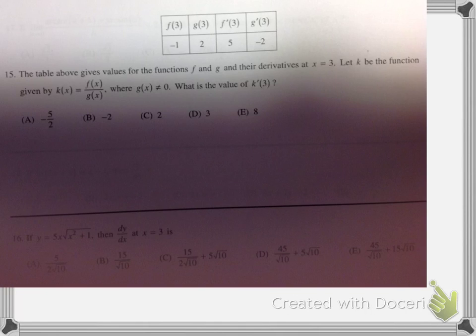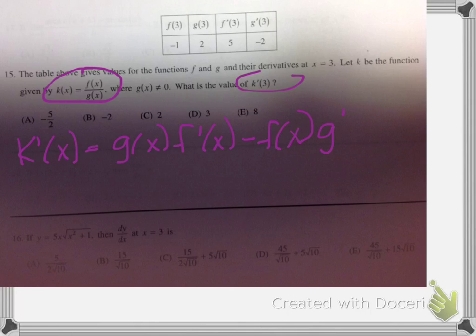Okay, number 15. So here's our function, and we need to find the derivative. So that's going to be a quotient rule. So it's the bottom times the derivative of the top minus the top times the derivative of the bottom all over the bottom squared. So that's the derivative. But we're supposed to find the derivative when x equals 3. So we're just going to replace every x with a 3.